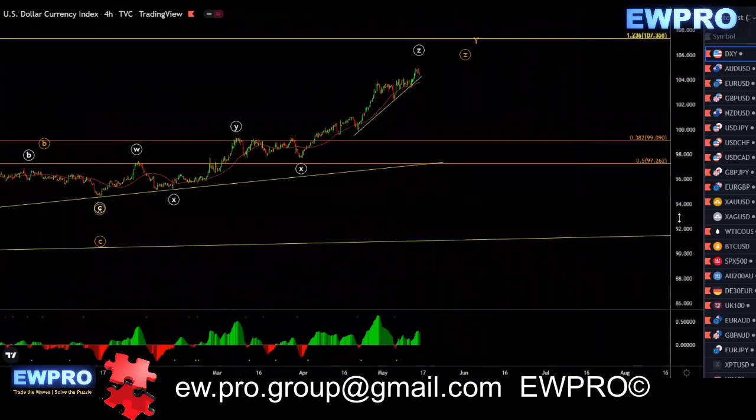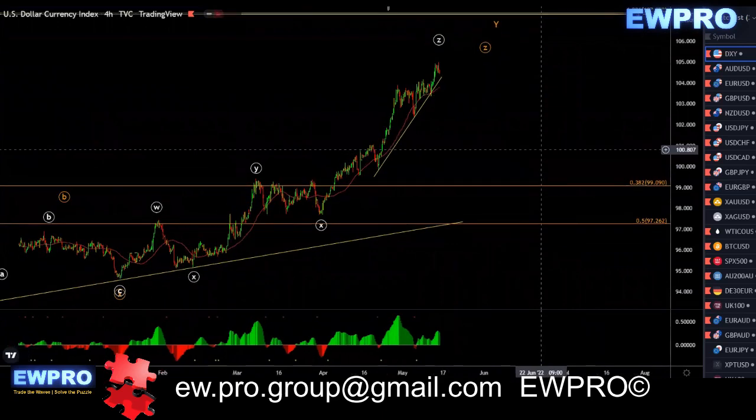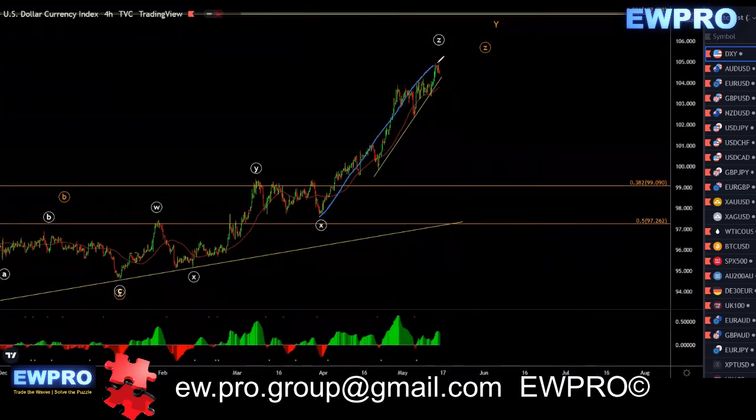On H4, again, nothing's really changed since last week. We're still in this wave Z, extended wave Z. We've got that WXY, X2, and we get that extended wave Z. We are starting to get bearish divergence now between these last two tops.